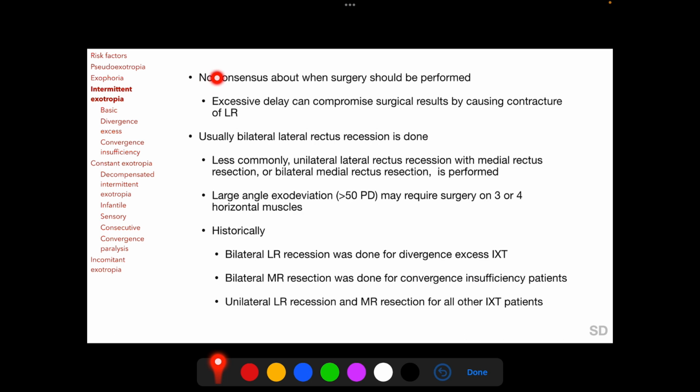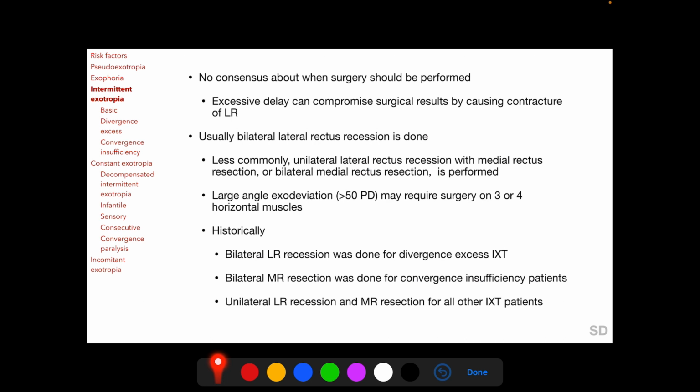There is no consensus about when surgery should be performed to correct the exodeviation of intermittent exotropia, but excessive delay in surgical correction can compromise surgical results by causing contracture of lateral rectus muscle. Usually bilateral recession of lateral rectus muscle is done. Less commonly, a unilateral procedure combining recession of lateral rectus muscle with resection of ipsilateral medial rectus muscle, or a bilateral resection of medial rectus muscles of both eyes is done.